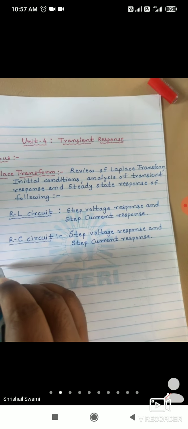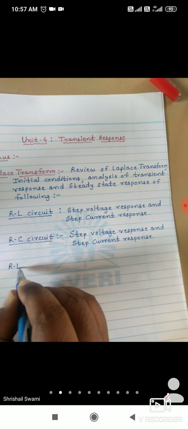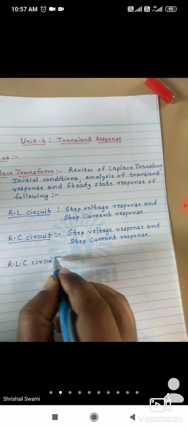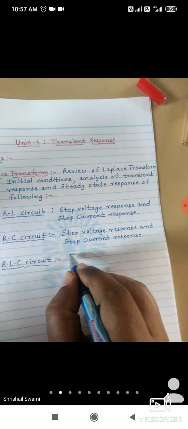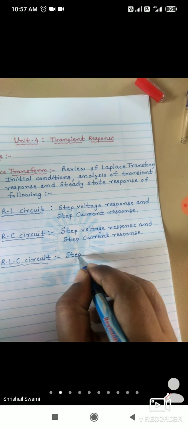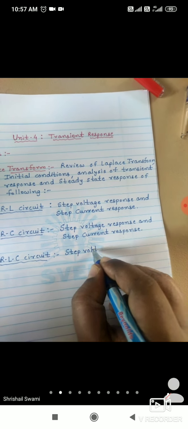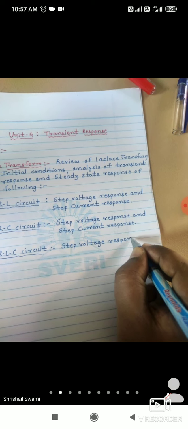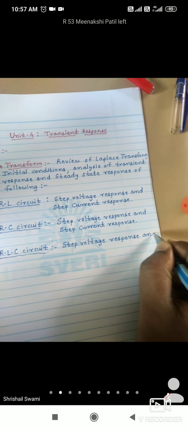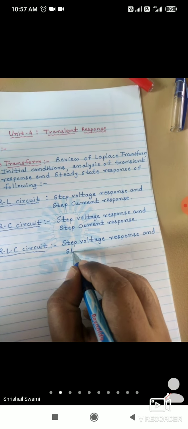Now the third one is RLC, in which resistor, inductor, and capacitor are all present. That is the third type of circuit, the RLC circuit. Again, we are learning the step voltage response and step current response.